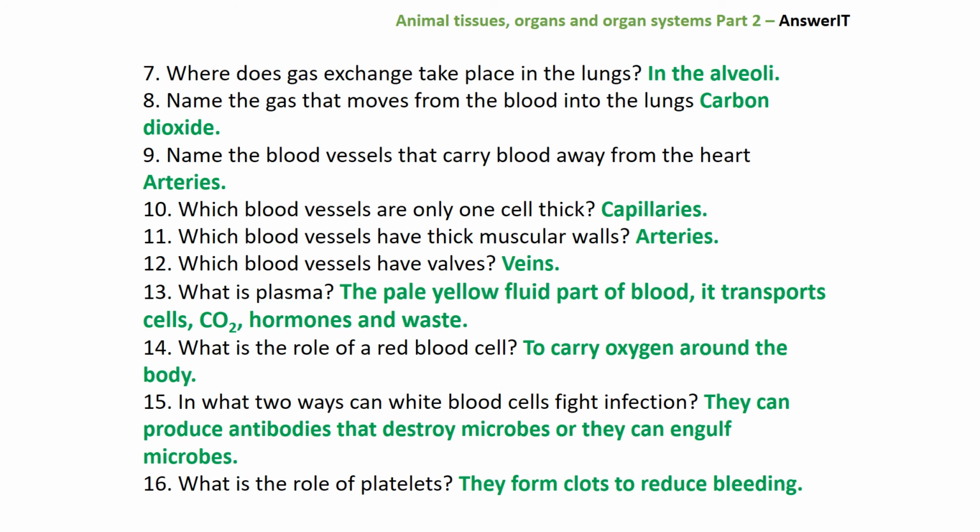Number 13, what is plasma? It's a pale yellow fluid. If you said that it transports cells or carbon dioxide, hormones and waste, great, but it's that pale yellow fluid. Number 14, what is the role of the red blood cell? Carries oxygen. Number 15, 2 ways in which white blood cells fight infection. So we've got phagocytosis, or engulfing the pathogens, producing antibodies. You also could have said about producing antitoxins. Number 16, what do the platelets do? They form clots.